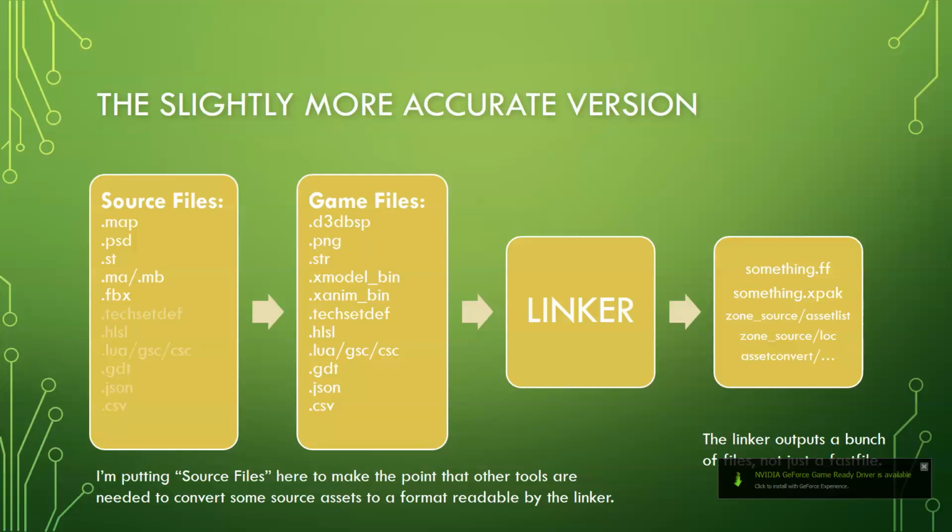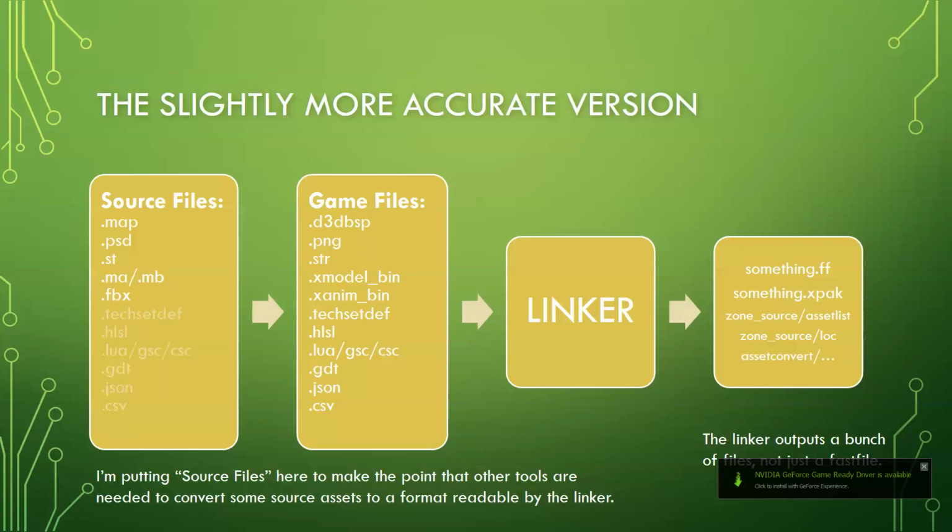Those source files, which I've moved over to this column here, often come from different source files. For example, the D3DBSP is originally a .map file, which is what Radiant outputs, and then there's a tool called Cod2Map that converts that to a BSP. The artists make a PSD and save it out as a PNG. So when I say source files, it's not quite a source file. It's sort of an intermediate game file.